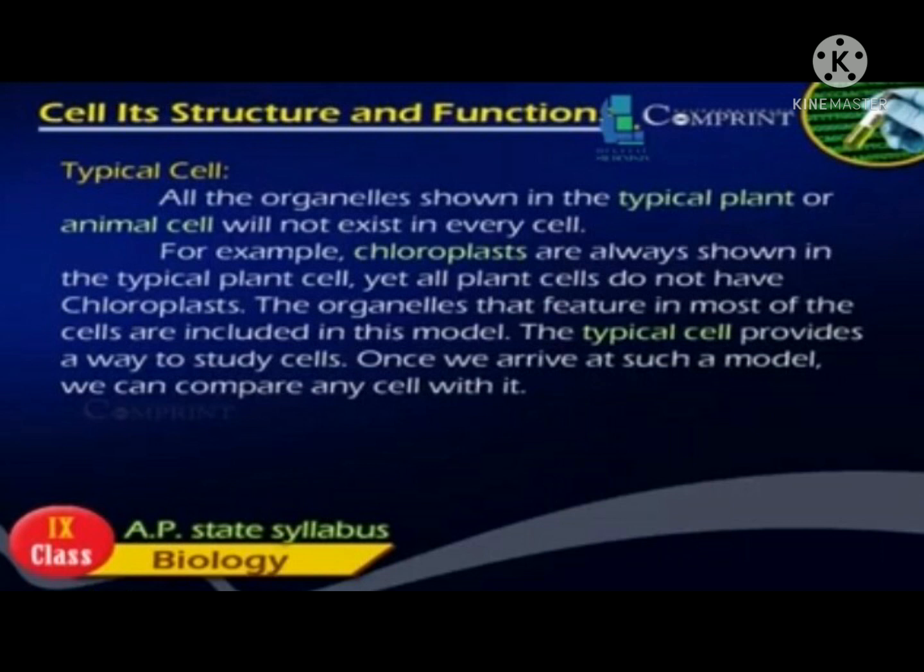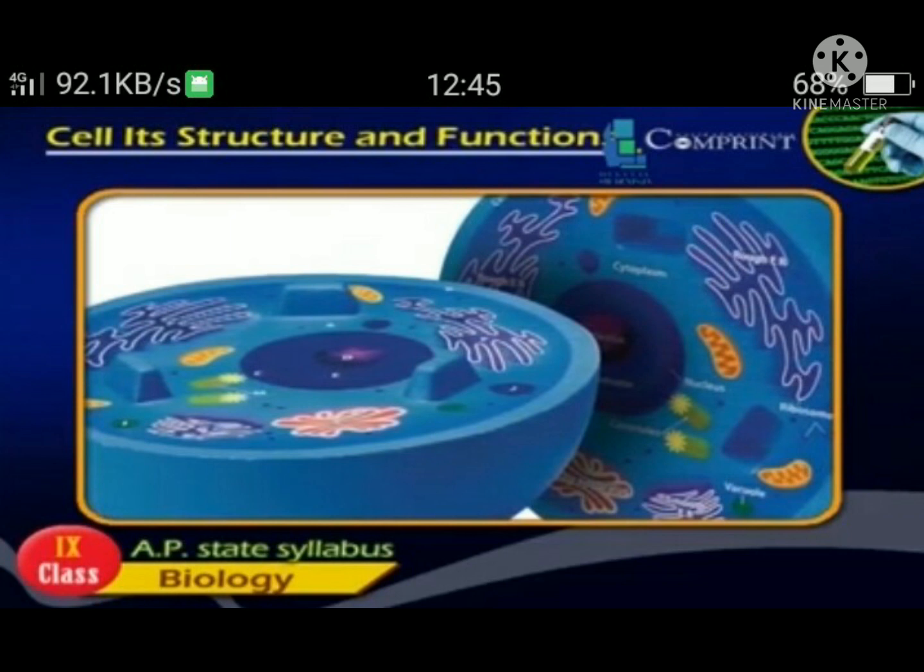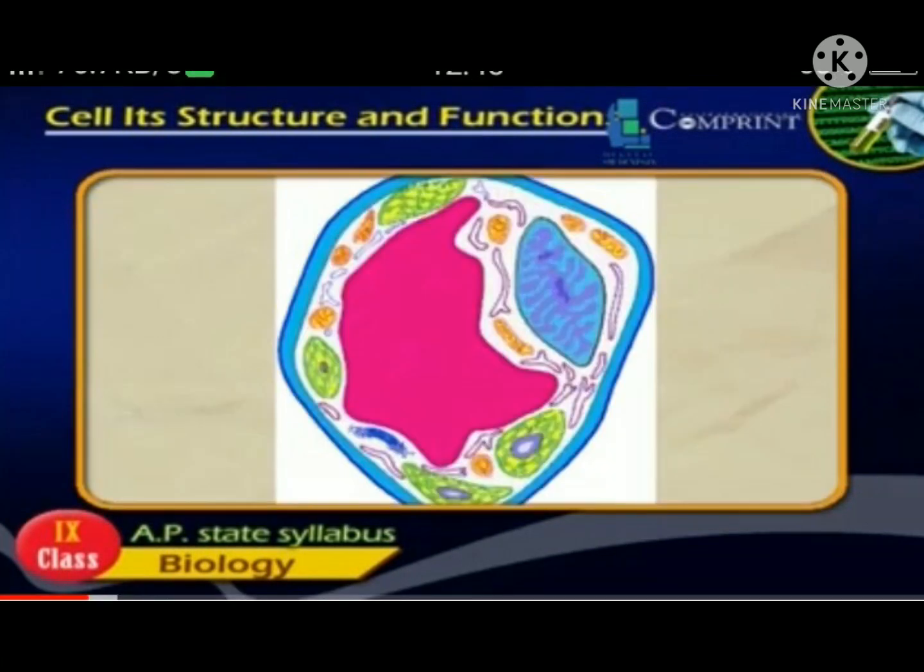Typical cell. All the organelles shown in the typical plant or animal cells will not exist in every cell. For example, chloroplasts are always shown in the typical plant cell, yet all plant cells do not have chloroplasts. The organelles that feature in most of the cells are included in these models. The typical cell provides a way to study cells. Once we have such a model, we can compare any cell with it.